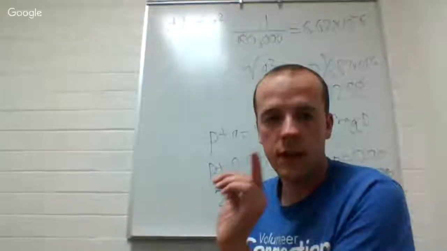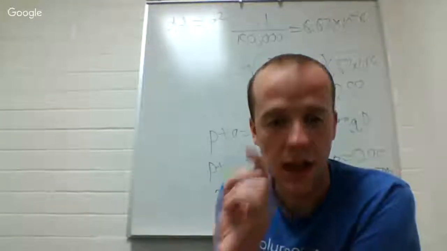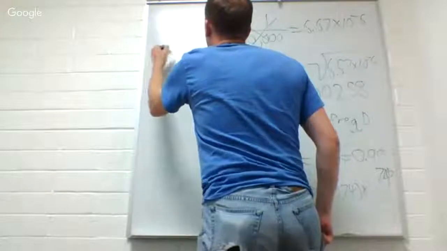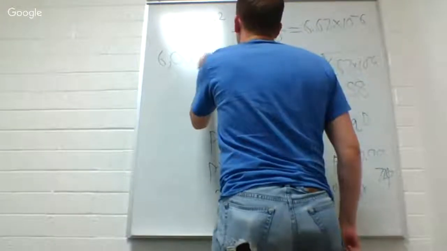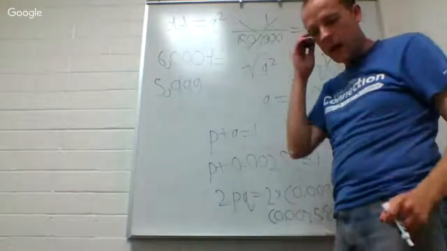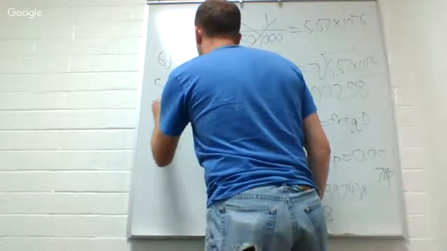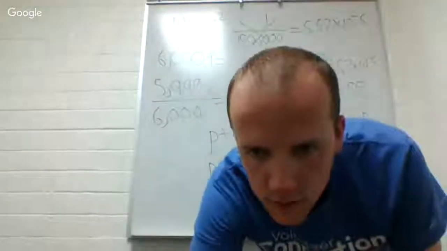However, we don't do that this time because in this case, the 1 is going to be the diseased, and the diseased is caused by a dominant allele. So we do not do this for this question. Instead, we take 6,000 and subtract 1 from it, and that gives us 5,999. And then we take that, divide that by 6,000, and that's going to give us our, what does that give us?